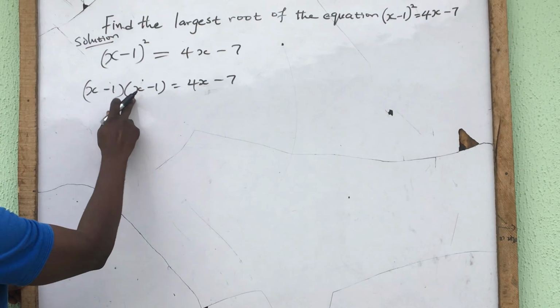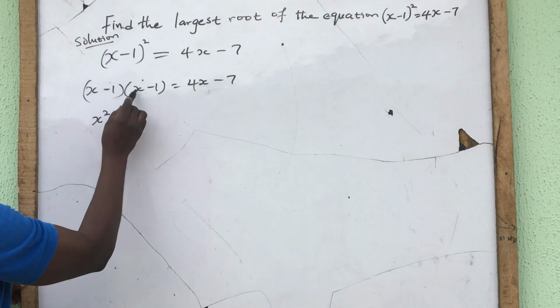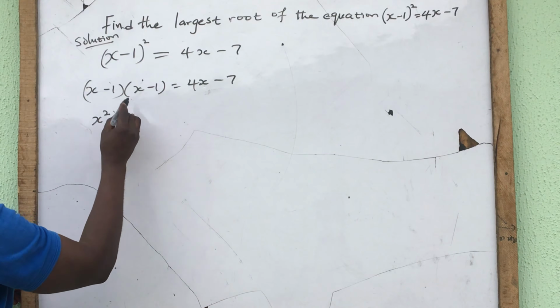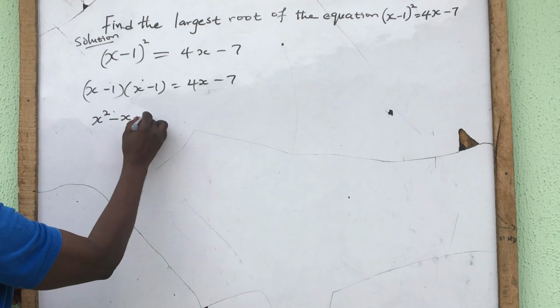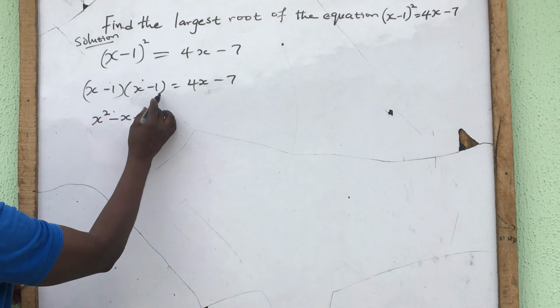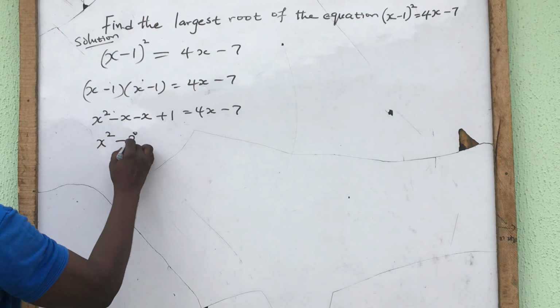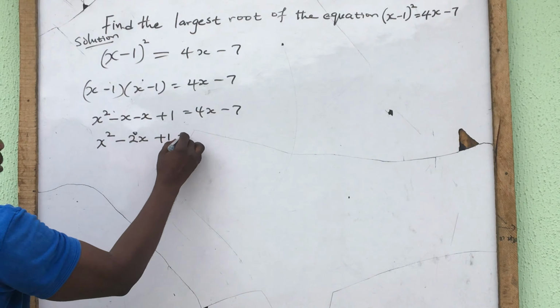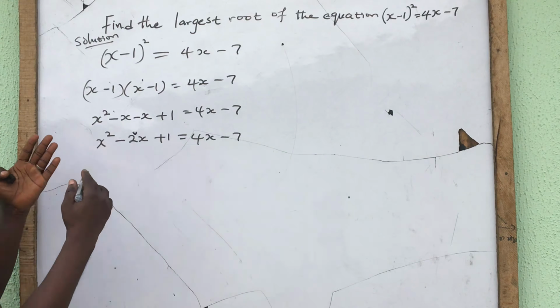So let's expand the bracket. This times this is x squared, then x times minus 1 gives us minus x, minus this minus x, plus minus times minus plus 1 times 1, 1. So equals 4x minus 7, that is x squared minus 2x plus 1 equals 4x minus 7. Look at that. So let's try to rearrange.